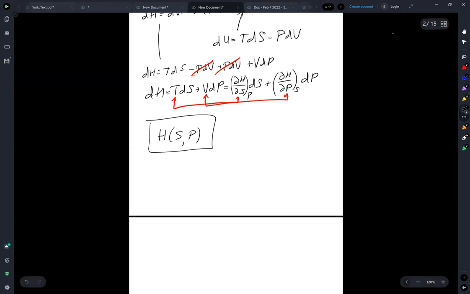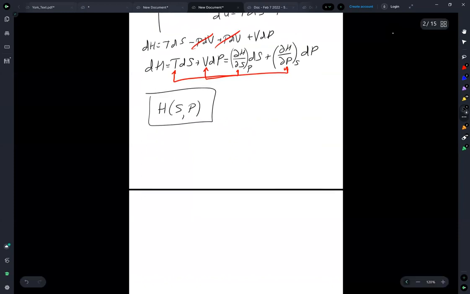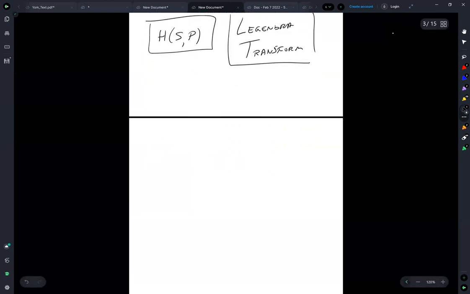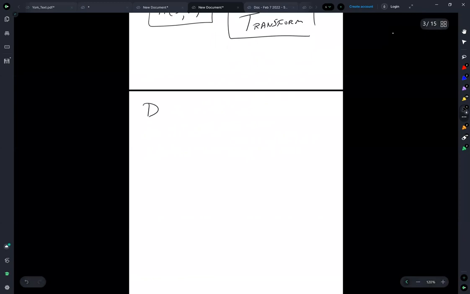So this is pretty cool. I mean, it means that we have a means of cycling between thermodynamic variables. And the technique that we're using is called a Legendre transform. And we can do this continuously. We can just keep changing as long as we have more thermodynamic variables.